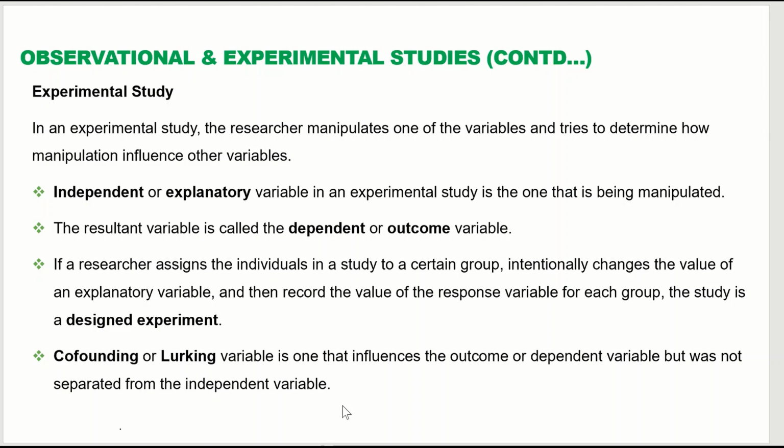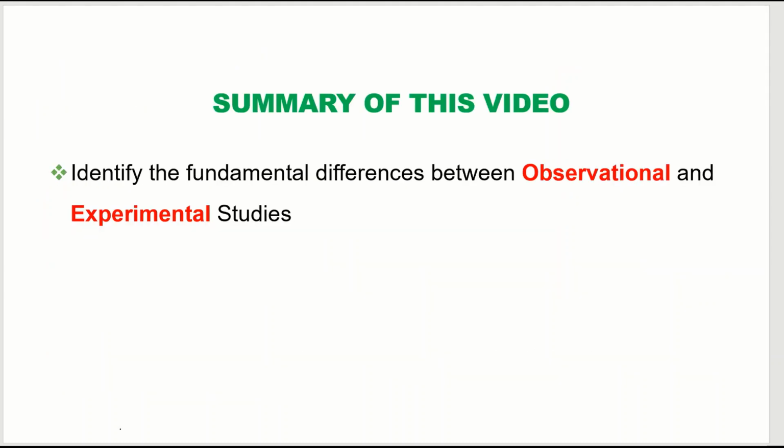But what happens is that it is not separated from the independent variable. It is associated with the independent variable. Pretty much it is like an independent variable that influences the outcome or dependent variable. Those types of variables are called lurking variables. Always remember, lurking variables are associated with the independent variable and influence the outcome or result of the experiment. So that is the fundamental thing we need to know about the experimental study.